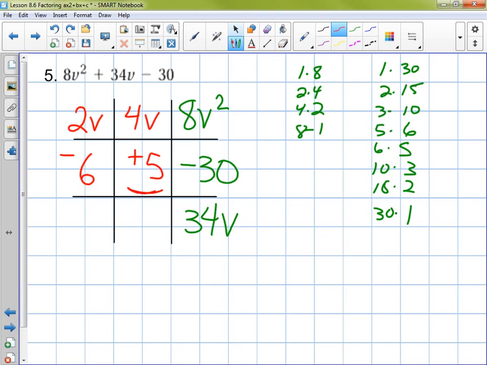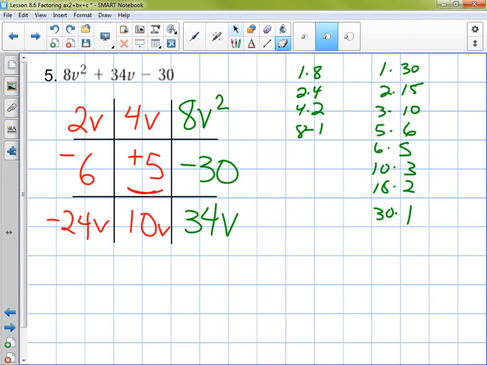So when I multiply, 4 times negative 6 is negative 24. And 5 times 2 is 10. But negative 24 plus 10 is negative 14. So that doesn't work. So we'll try something else.